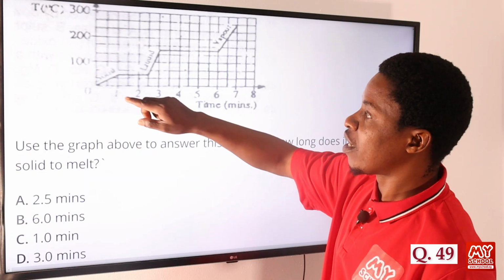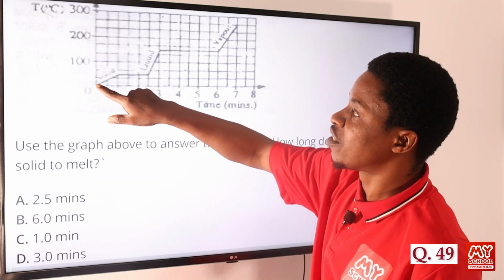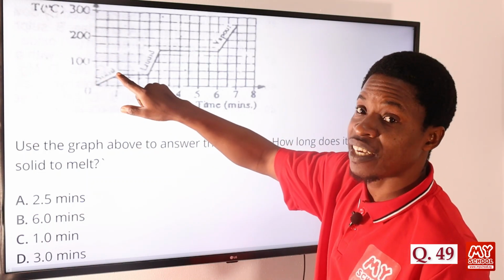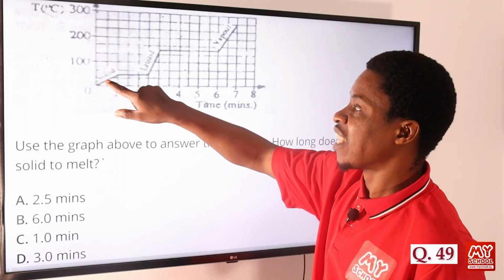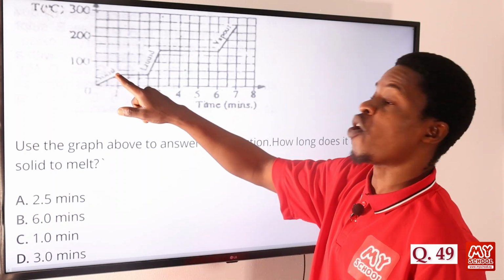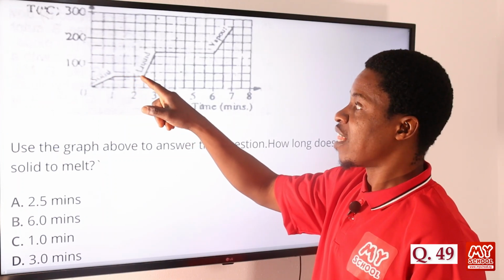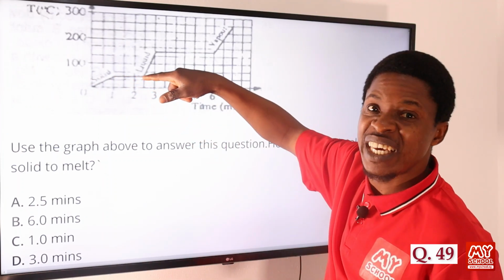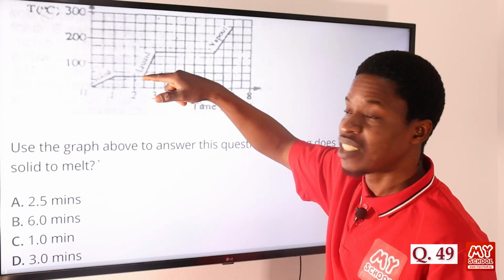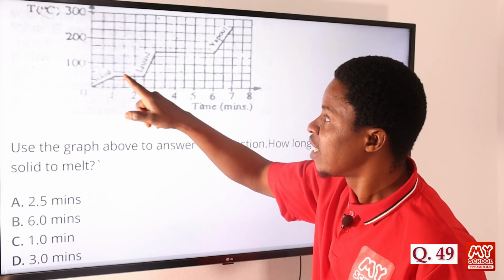So let's go back to our graph. We are talking about how long. Look at the solid here, from here to here. It's still solid as at this point. It was when it got to this point that the melting started. And then at this point, it has turned into liquid. So melting has taken place between here and this point.